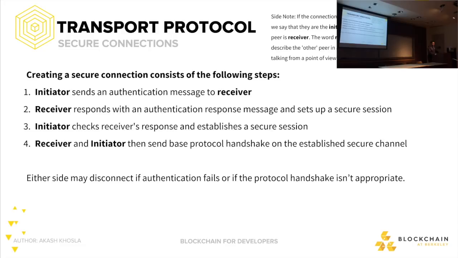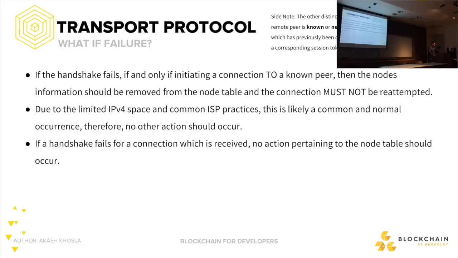And if it fails, then the information must be removed from the node table, both for that user's personal node table and for the distributed hash table. After a certain number of failures, it also gets updated. But due to the limited number of IPv4 spaces and common ISP addresses, this is actually pretty common. So no other action should end up occurring whenever you try to make a handshake with another person in the network and it fails.